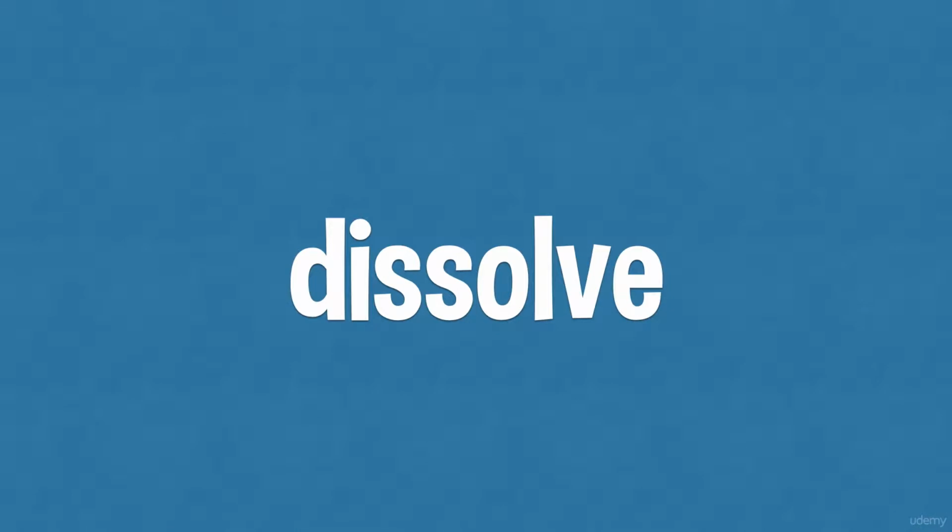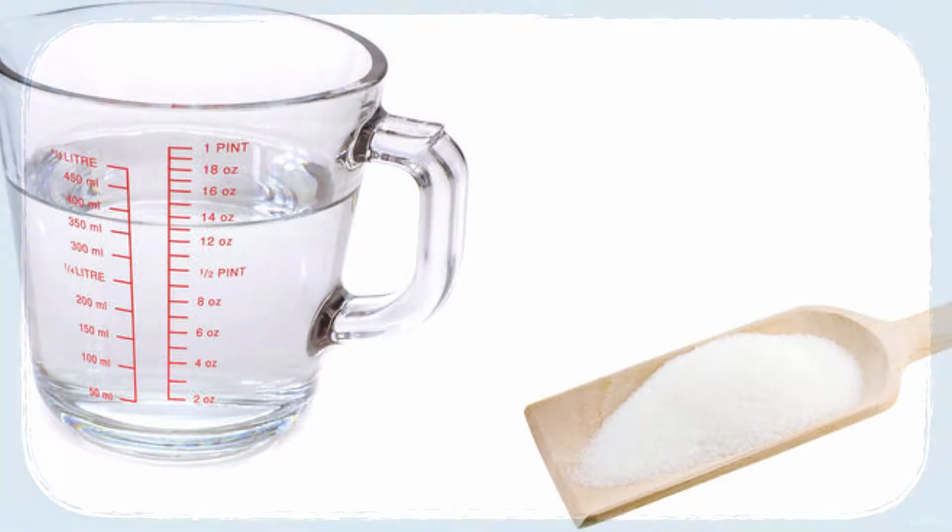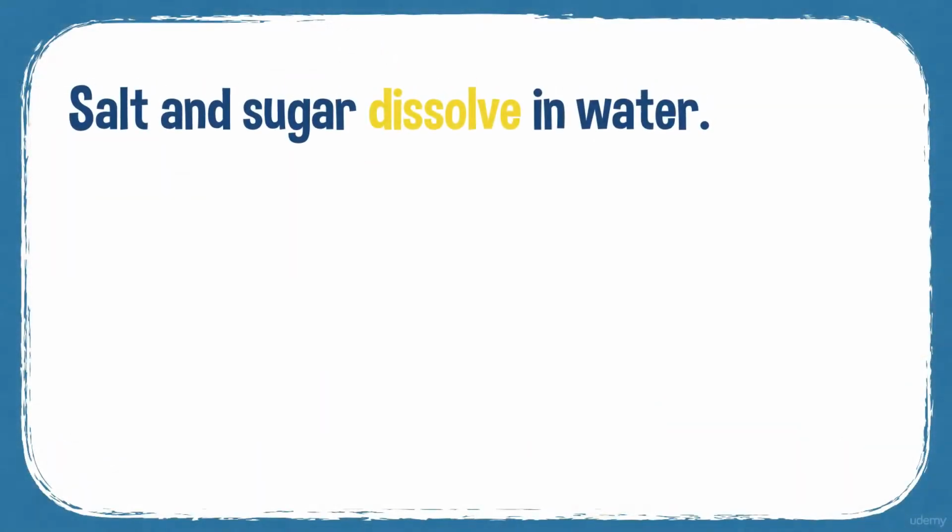Dissolve. You can dissolve. Notice, by the way, the z sounds like a z, not an s. Dissolve. You can dissolve some substances, such as sugar and salt, in water. So if you add sugar to water and stir it, the sugar breaks up into tiny pieces. It dissolves. So you can't see it anymore. For example, salt and sugar dissolve in water.